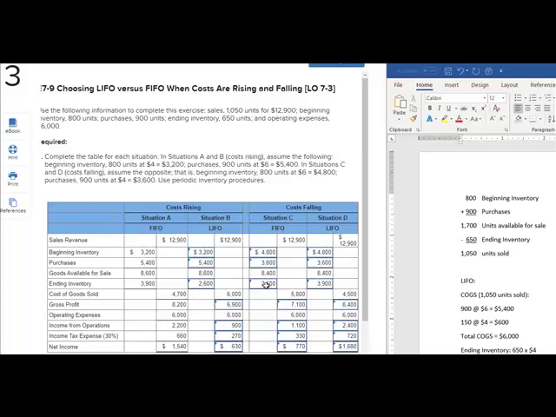And then we'll go ahead and use the same method that we used over here, except of course now our numbers are changing because prices are falling rather than increasing. But we'll go through the same process to figure out the cost of ending inventory under FIFO and LIFO and our cost of goods sold.